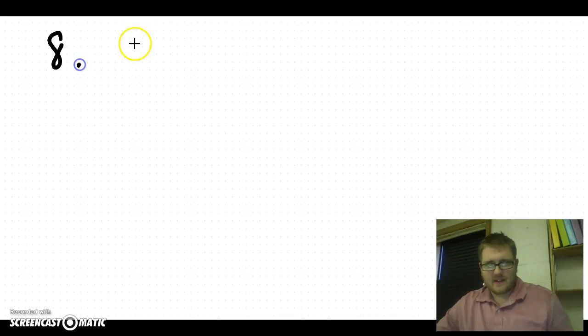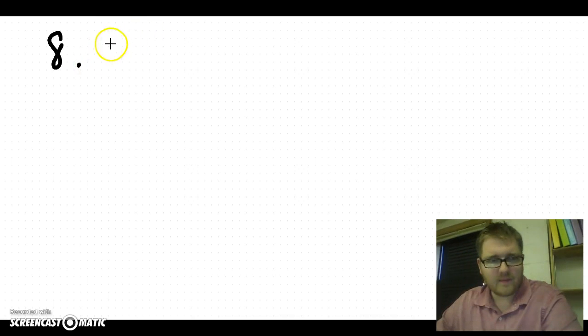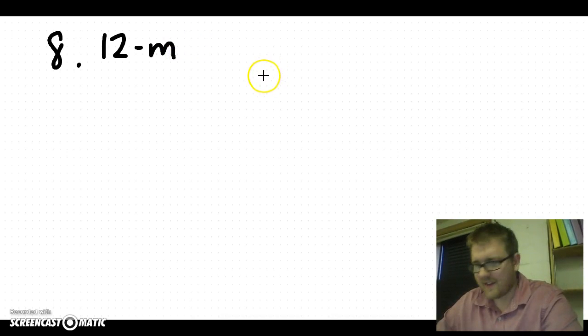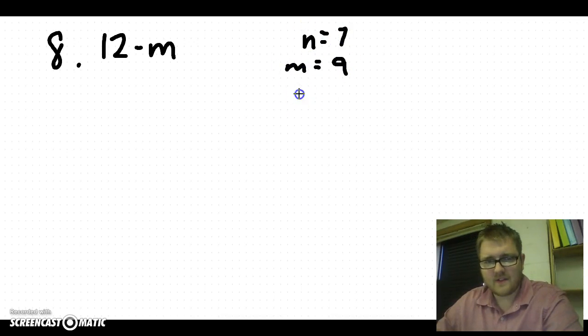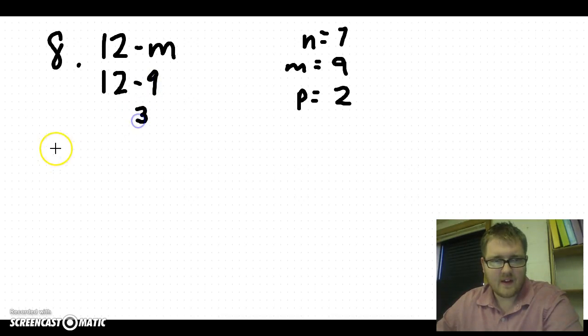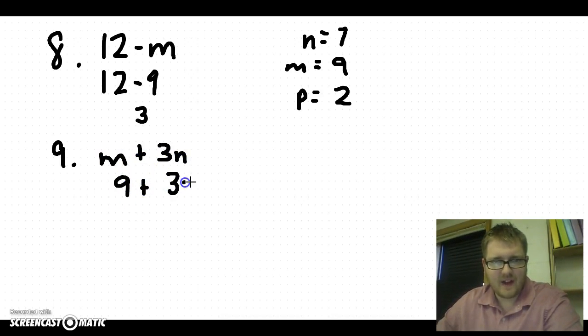For number 8, we've got 12 minus m, and we're evaluating this expression if n is 7, m is 9, and p is 2. So 12 minus m, so 12 minus 9 is going to give me 3. For number 9, m plus 3n, so 9 plus 3 times 7. Do our order of operations. Multiplication comes first. Add the 9, we get 30.